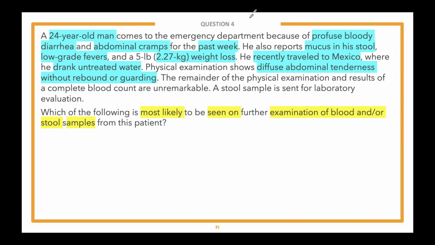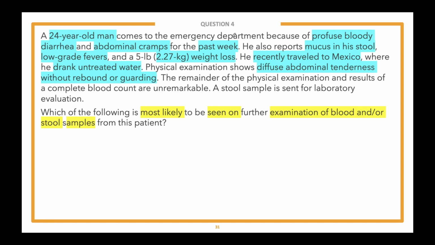So let's take a look at that lead-in. It's asking us what's most likely to be seen on the exam of blood or stool. So how many steps is this question? One, I think we need to figure out what the diagnosis is that this patient has. And then two, based off that diagnosis, what could you maybe see on blood or stool examination? So I think another two-step question here.